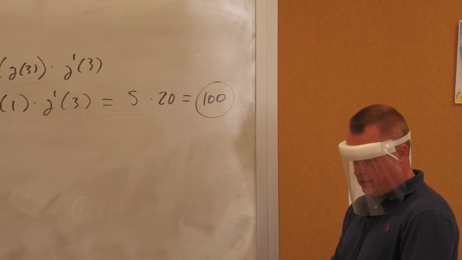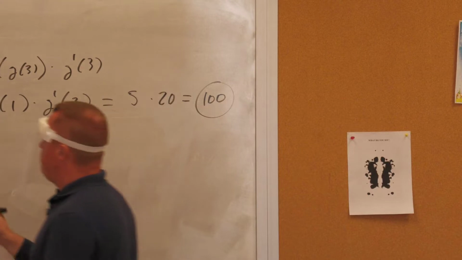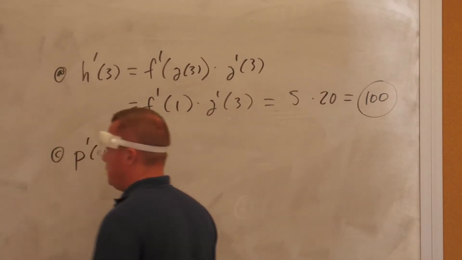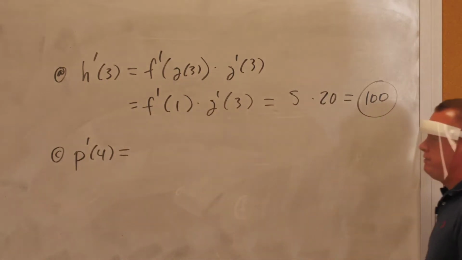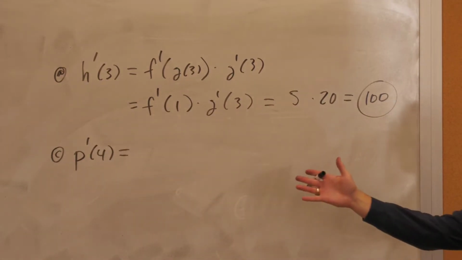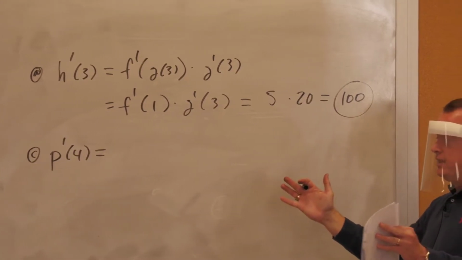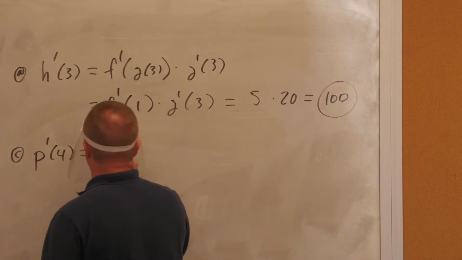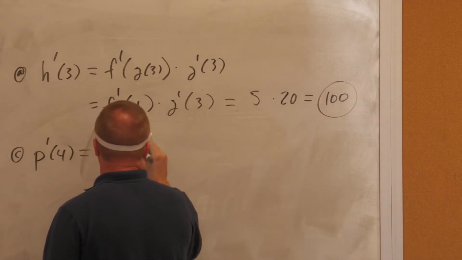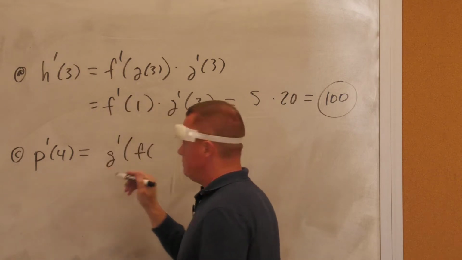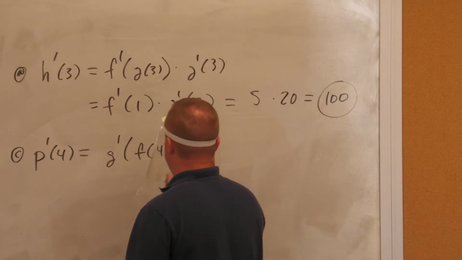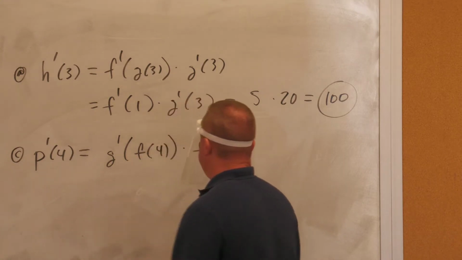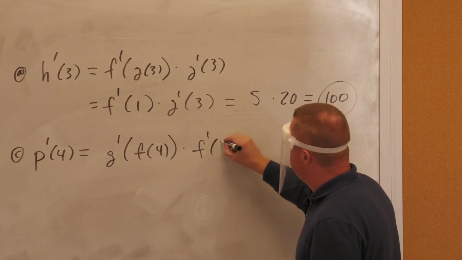Let's say we've got p at 4. Okay. All right. Well, p they're defining as g of f of x. So the derivative of that would be the derivative of the outside times the derivative of the inside. So I would have g prime of f of 4 times the derivative of the inside at 4, which would be f prime. Okay?